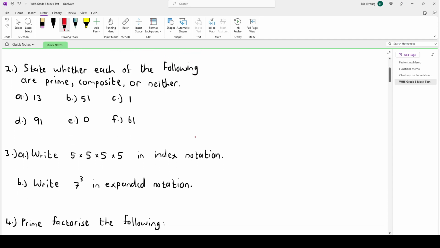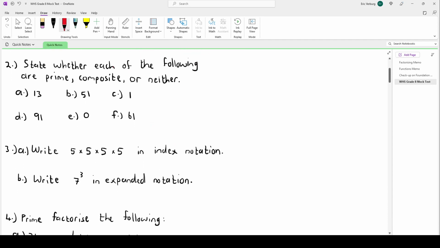Okay. We'll state whether each of the following numbers are prime, composite, or neither. So 13 is a prime number. 51 can be written as 3 times 17, so that's a composite number because it has different factors than 1 and itself. Remember, a prime number is any number that can only be divided by 1 and itself, but 1 does not count, since 1 and itself is the same thing here. So 1 is neither. So it's not composite and it's not prime.